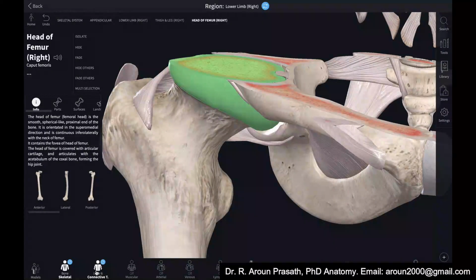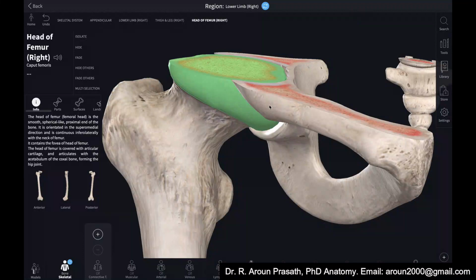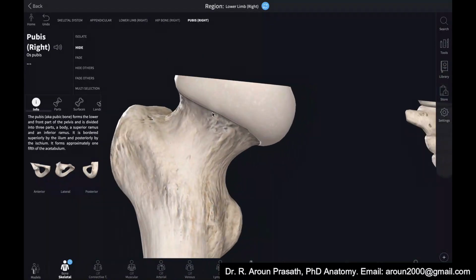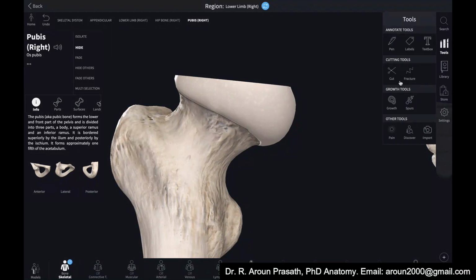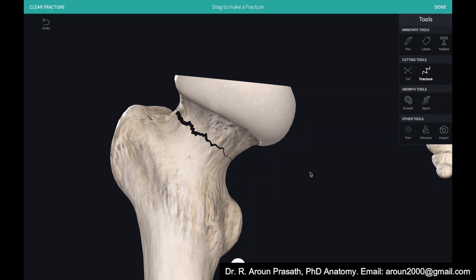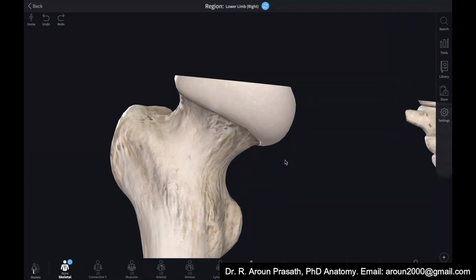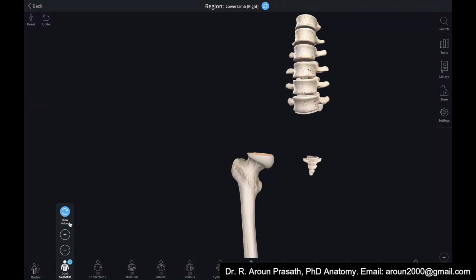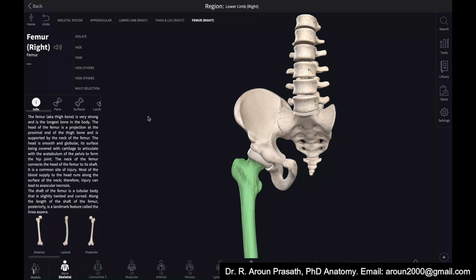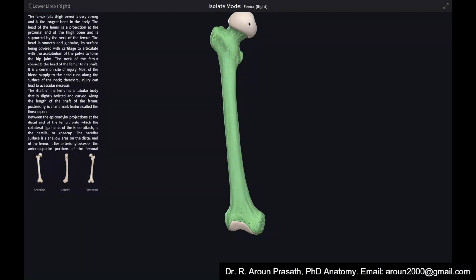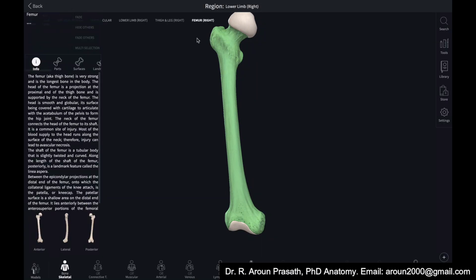So this is the head of the femur, and this is the neck of the femur. The neck of the femur is prone to fractures, and also the trochanteric line fracture is common in old age due to osteoporosis. Now we will go to the neck of the femur. I'm going to hold this femur in the anatomical position. So this is the anatomical position of the femur.